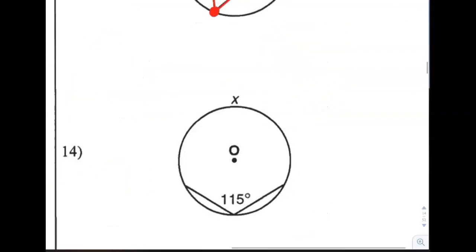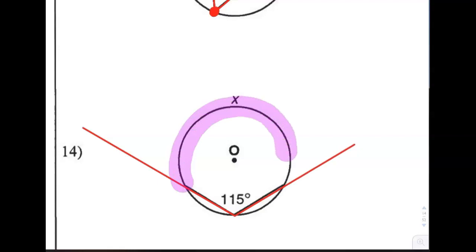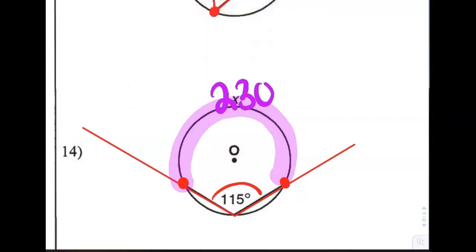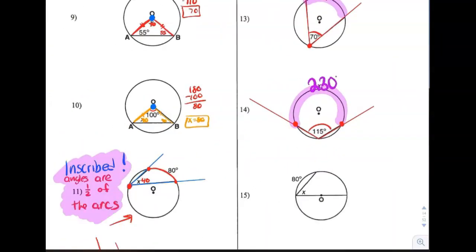Same thing again, except this one is really wide. So that entire angle intercepts that arc, right? From there all the way to there. So the angle is half of the arc. So the arc must have been twice 115, which is 230.